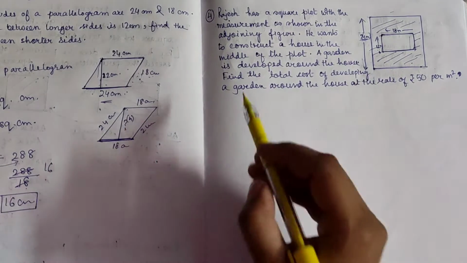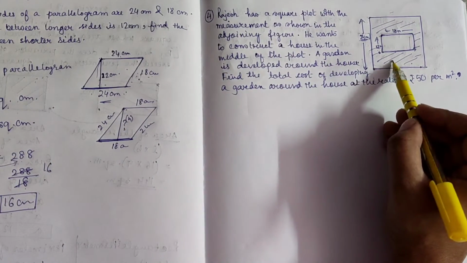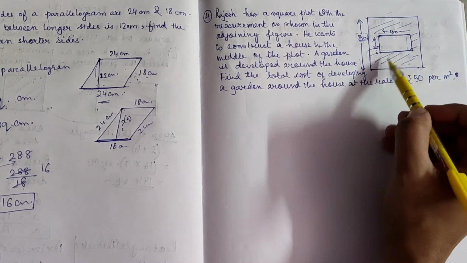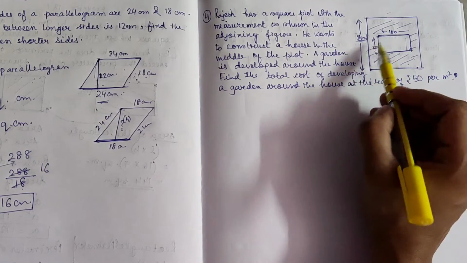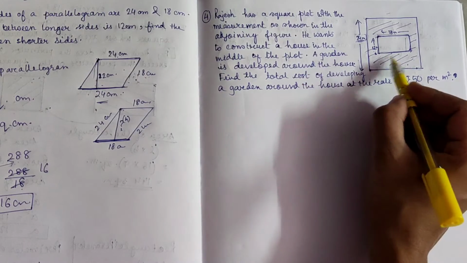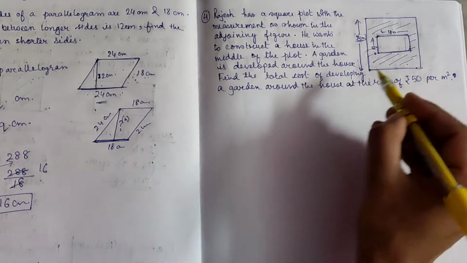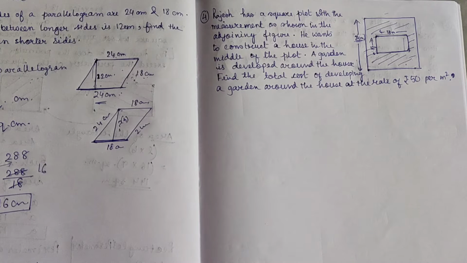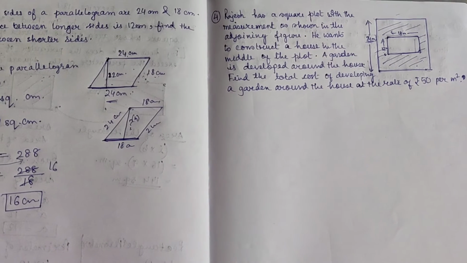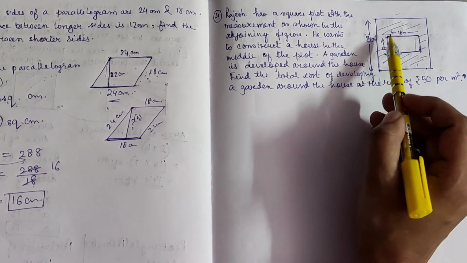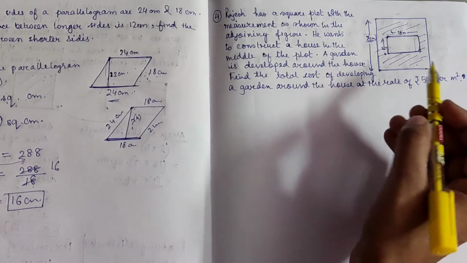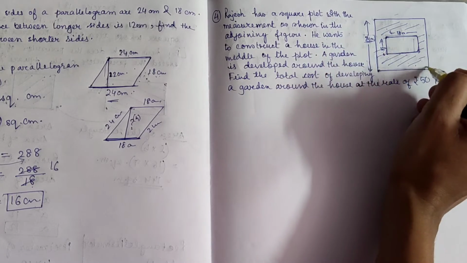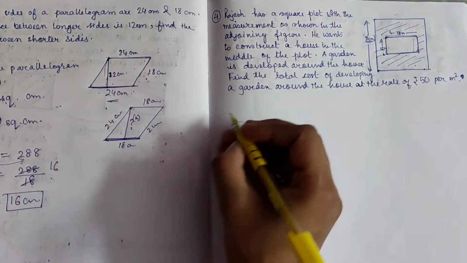This is also given. A garden is developed around the house. So the rest of the plot he wants to develop a garden. We have to find the total cost of developing a garden around the house at the rate of rupees 50 per meter square. First, we need to know what is the area of the garden. To know the area of the garden, first we need to know the area of the plot.